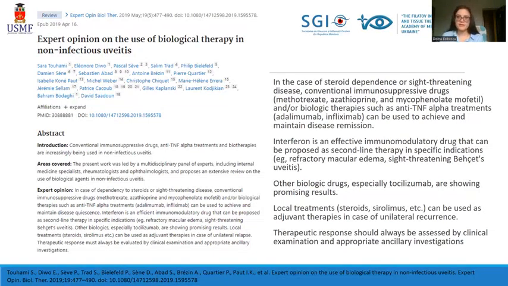Interferon is an effective immunomodulatory drug that can be proposed as second-line therapy in specific indications, for example, refractory macular edema, sight-threatening Behçet's uveitis. Other biological drugs, especially tocilizumab, are showing promising results. Local treatments, steroids, sirolimus, can be used as adjuvant therapies in case of unilateral recurrence. Therapeutic response should always be assessed by clinical examination and appropriate ancillary investigations.